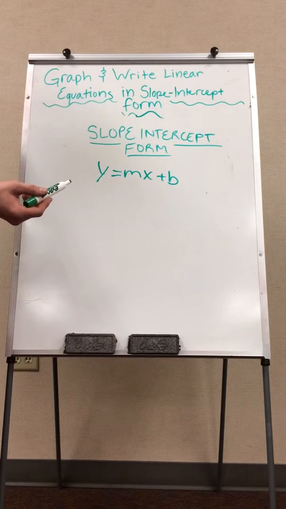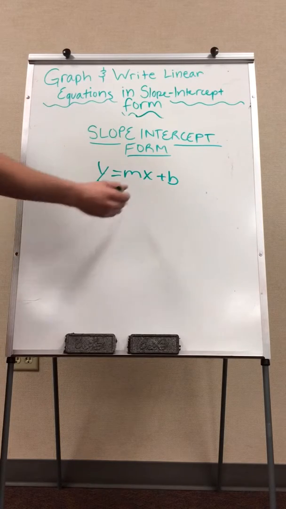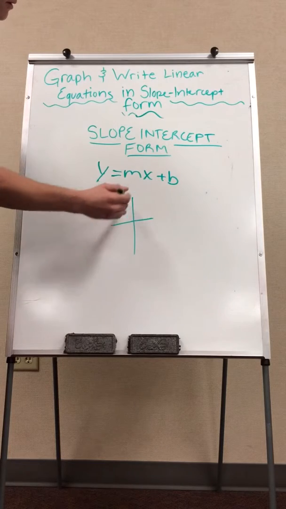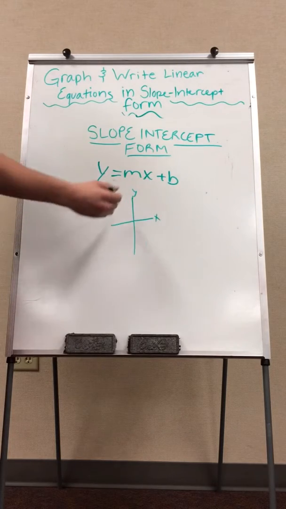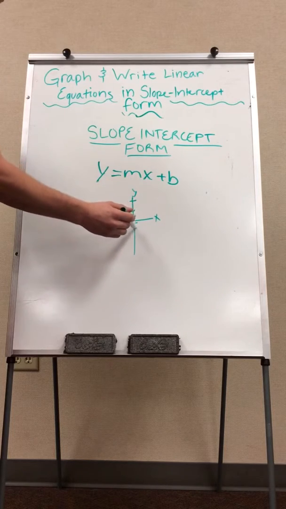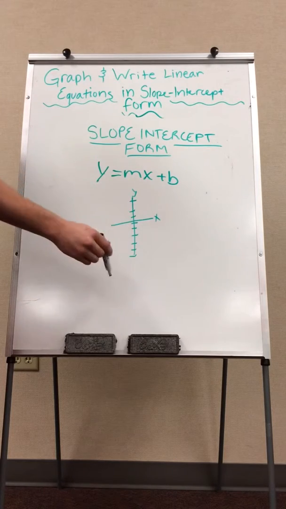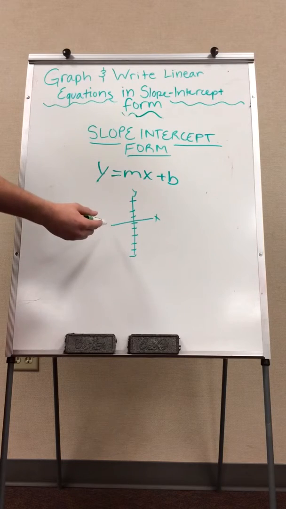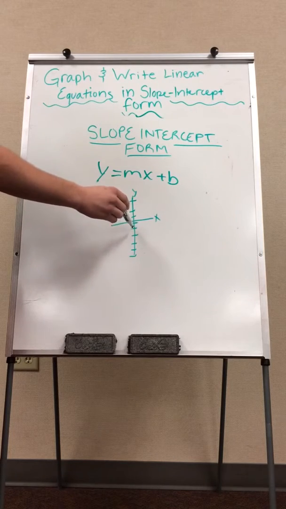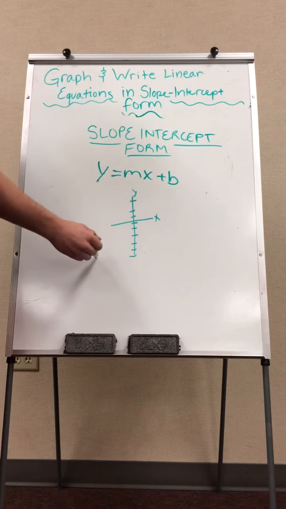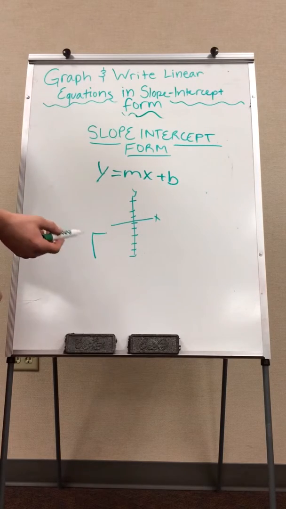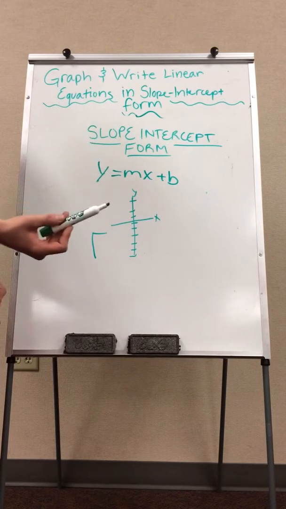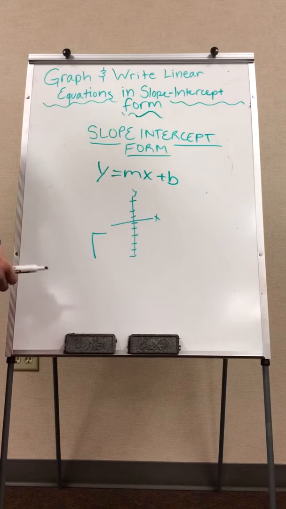b is where your line is going to cross the y-axis. If you look at a graph, this is your y-axis, this is your x-axis. So b is where it's going to cross this axis, and m is its slope, rise over run. And that's how you're going to graph any line, or figure out what a graph is in slope-intercept form.